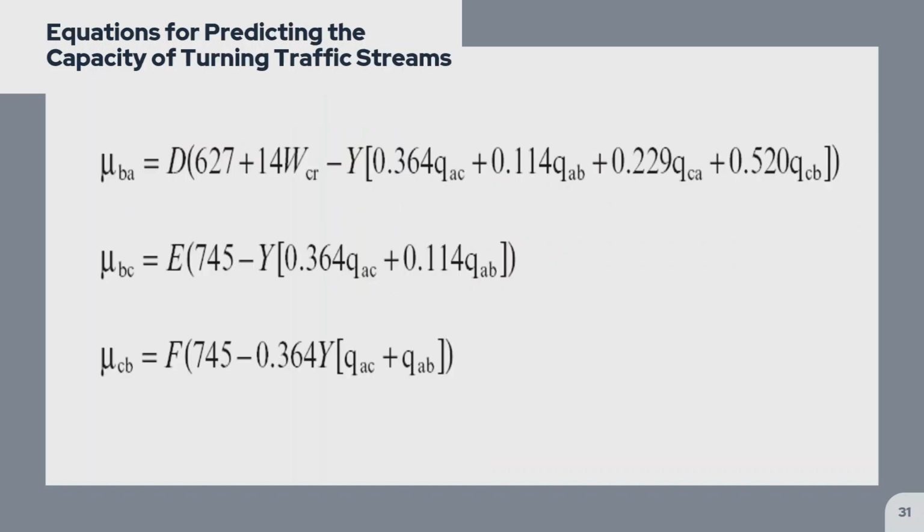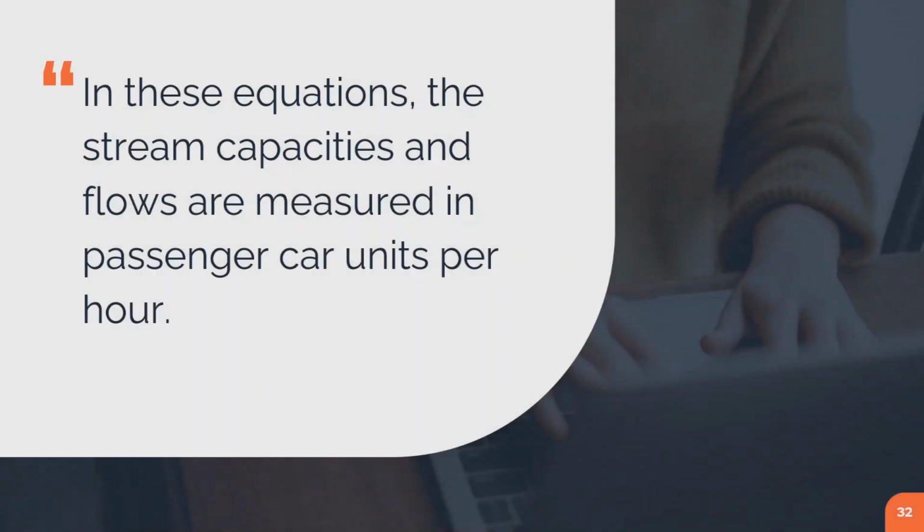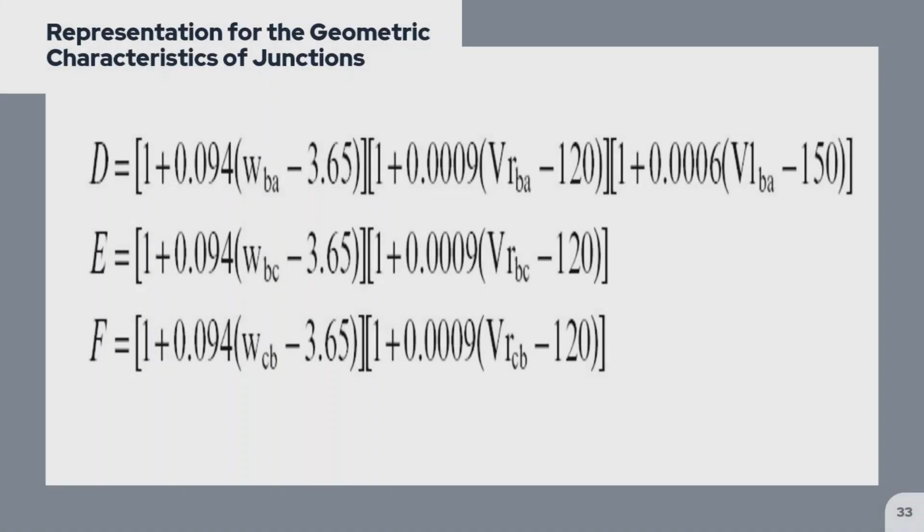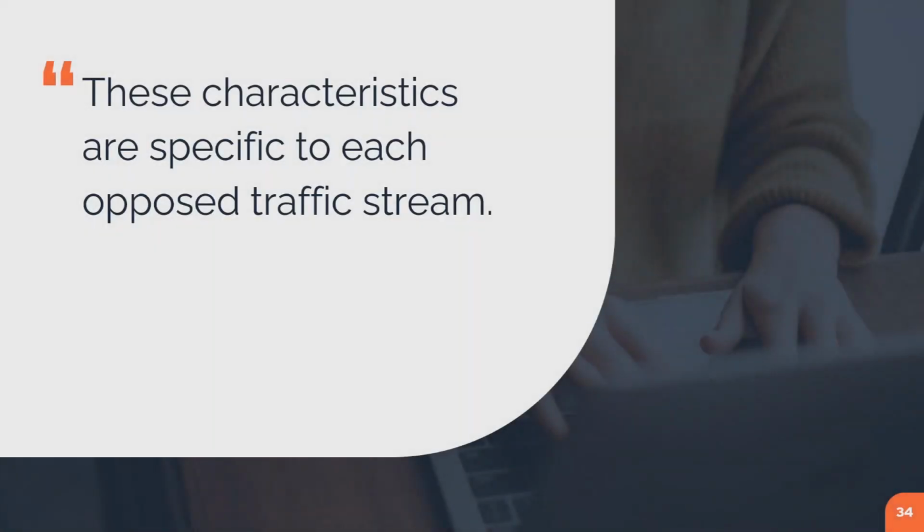Next, we head to the important equations surrounding capacities. We will just go over this quickly because most of these equations only require plugging in data for the specific parameters. In these equations, the stream capacities and flows are measured in passenger car units per hour, or simply PCU. Here is the representation for the geometric characteristics of junctions for D, E, and F, respectively. These characteristics are specific to each opposed traffic stream.